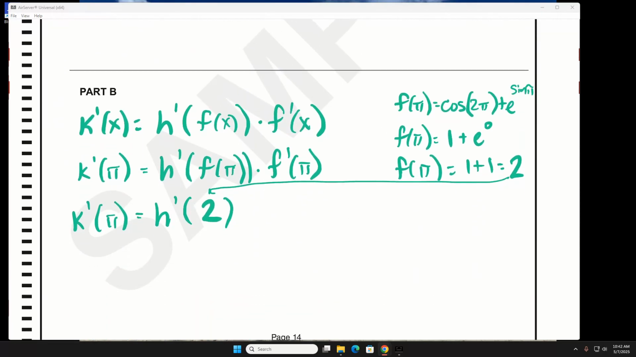And then this is a little easier of a problem. Then you can just plug that in there. But we know what f prime of pi is, that is -1.